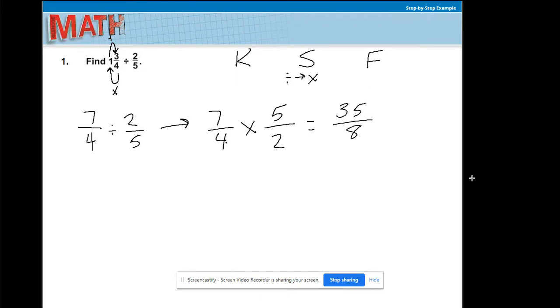Okay. Now we need to reduce this. I don't think there's a number that both of those numbers can go into. So we are going to kick 35 off, and put 8 on the outside. So 8 goes into 35, I believe, 4 times, which is 32. And then we get 3 left over. So our answer should be 4 whole, remainder 3, and 8 as the denominator. Okay?